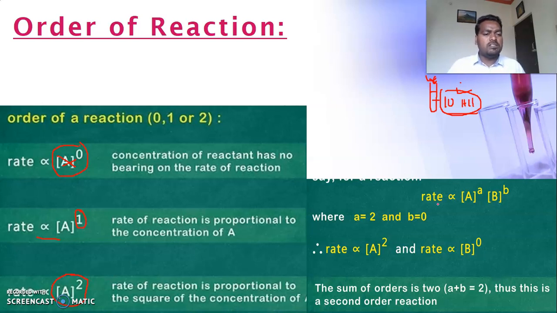If two reactant molecules are present, the rate of reaction is directly proportional to a power a and b power b. If a is equal to 2 and b is equal to 0, what does it mean? The rate of reaction doubles with respect to A, and the rate of reaction is not affected by the presence of B. At that moment, the order of the reaction is the sum 2 plus 0, which is equal to 2. So this is a second order reaction. This is the experimental fact.